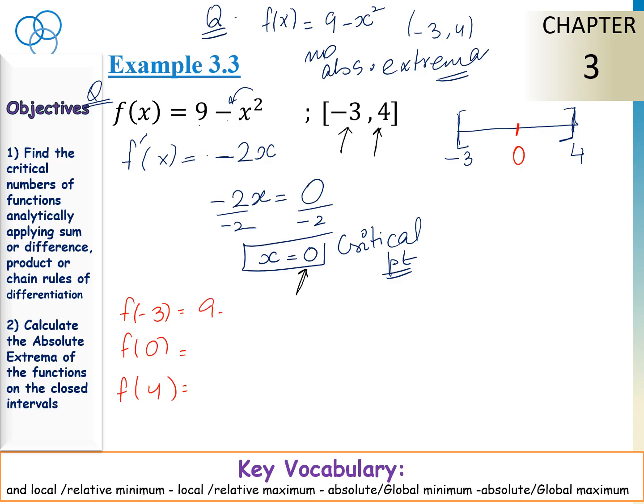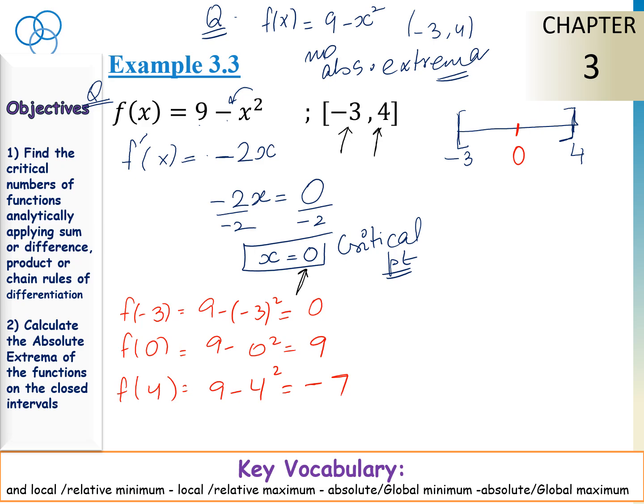So write down 9 minus -3 whole square. So 9 minus 9 gives you 0. F of 0, so 9 minus 0 square gives you 9. And 9 minus 4 square, that is 16. 16 minus 9 gives us -7. So these are the three y values.